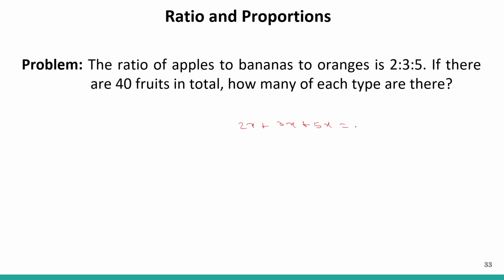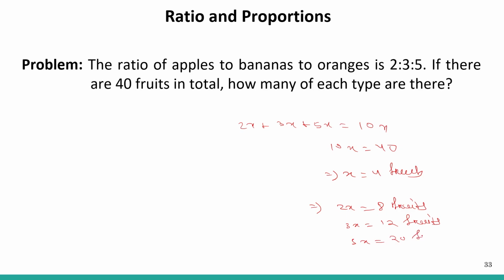So their addition will become what? 10x. Okay, so basically 10x is equal to 40 fruits. So this implies that x is equal to 4 fruits. Since x is equal to 4 fruits, this implies that 2x is equal to 8 fruits. And 3x is equal to what? 12 fruits. And 5x is equal to what? 20 fruits.